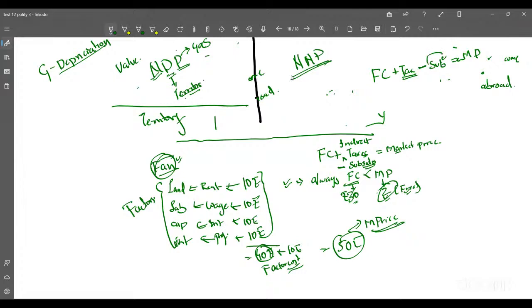So if the subsidy is high, the gap between factor cost and market price is greater, and market price would be lower. If tax is high, market price would be higher than factor cost. The question will be asked like this. Clear, guys?